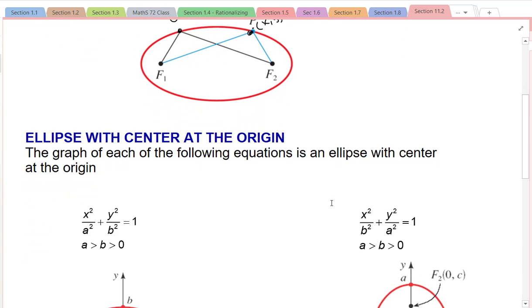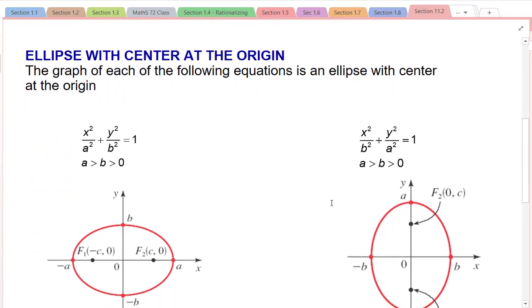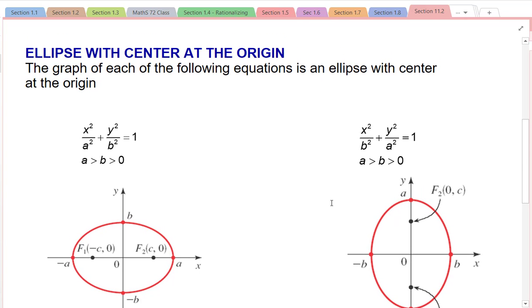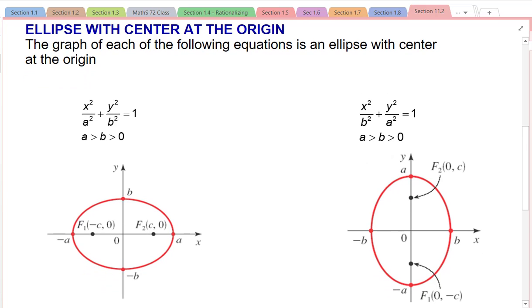So what's the equation of an ellipse with center at the origin? We have two versions. The graph of each of the following is an ellipse with the center at the origin. The first one, where a is the larger number, a greater than b, is x squared over a squared plus y squared over b squared equals 1. With the larger number underneath the x, this creates a horizontal ellipse, so the major axis is the horizontal axis. So I'm going to say here, major axis is horizontal when the larger number is underneath the x squared.